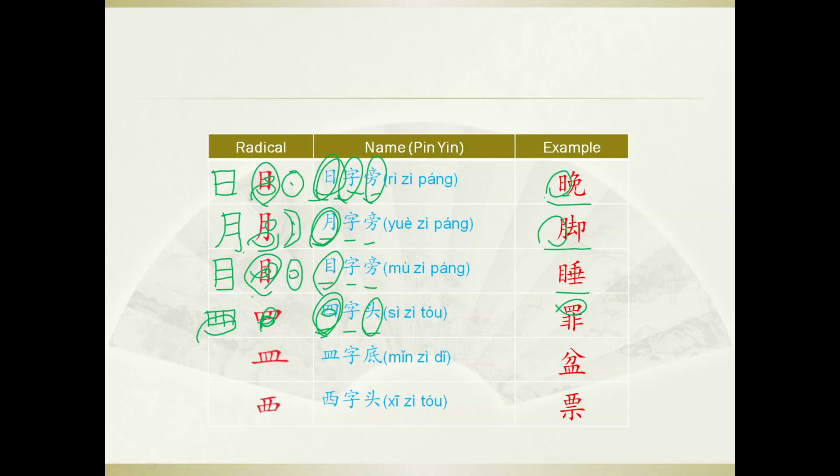This radical is short and wide, unlike previous radicals which are tall and thin. Many words with this radical seem related to law, penalty, etc. For example, this word 罪, guilty, sin.